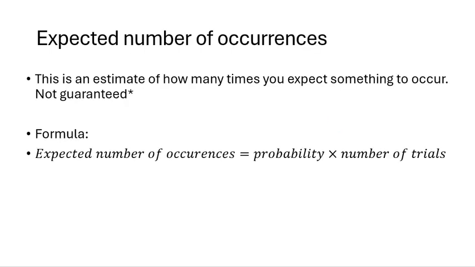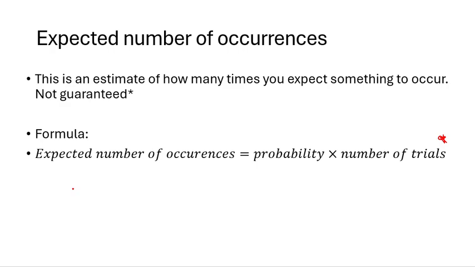Now, the next thing is the expected number of occurrences. This is just an estimate of how many times you expect something to happen. Okay. It is not guaranteed. It's just something that you sort of expect, like you're pretty much guesstimating. Whether that actually happens or not, who knows? We don't really know yet. Okay. Now, this is the formula here. Expected number of occurrences equals the probability times the number of trials.